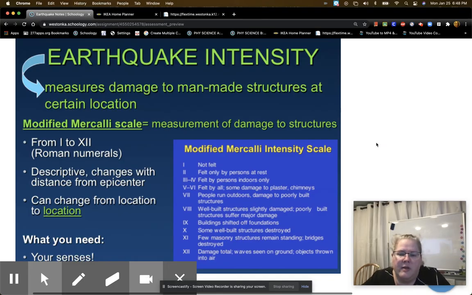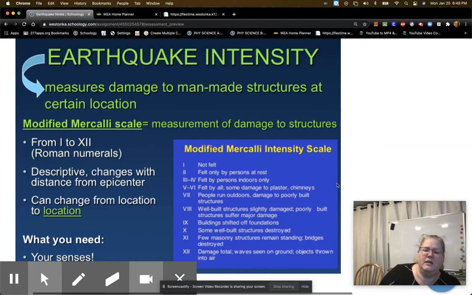So on the modified Mercalli scale, 1 is not felt. A 2 is felt by only people at rest. A 3 to a 4 is felt by people indoors only. A 5 to a 6 is felt by all, with some damage to plaster and chimneys. A 7, people are running outdoors, and damage to poorly built structures is going to occur. An 8, well-built structures will have slight damage, and poorly built structures will suffer major damage.